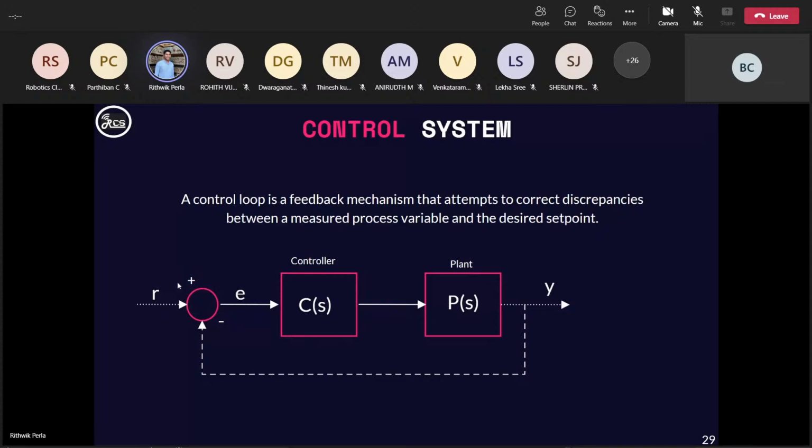So in a control system, we have a controller and a plant. Plant is nothing but the processing unit. So in place of the controller, we'll place a PID controller. Is that okay? Can I move to the next slide?